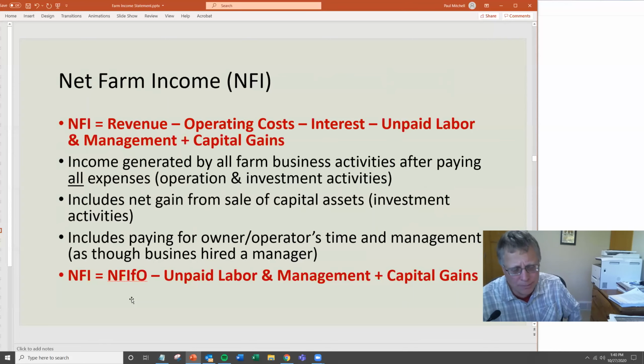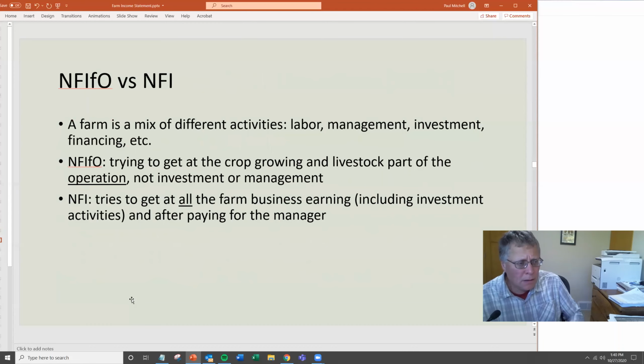The other way you can shorten it up down there at the bottom: what is net farm income? It's net farm income from operations minus that unpaid labor and management plus your capital gains. So you can see there's two ways of calculating it: the long way, or just take net farm income and subtract off labor and management costs that you haven't included, and add any capital gains. Essentially, that's the distinction you're making between labor, management, and investment, and you want to net those all out.